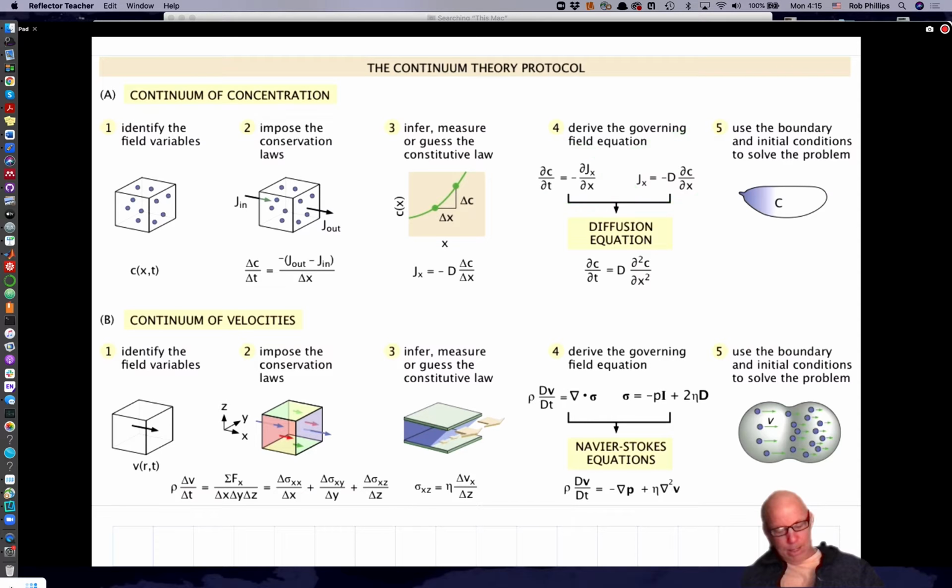We do the same thing in Navier-Stokes. We're going to relate F equals ma to the stress, where the stress depends on the gradient of velocity through this quantity D, which we'll talk about later. The details don't matter at the moment. And finally, once we have these continuum theories, we can use them to solve boundary value problems.